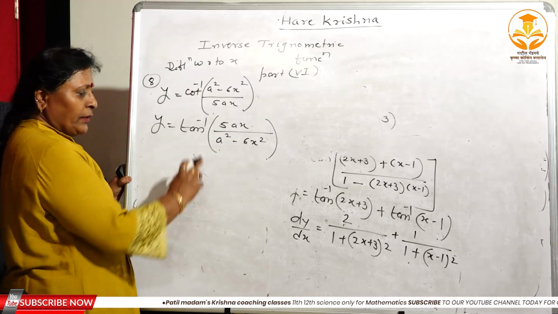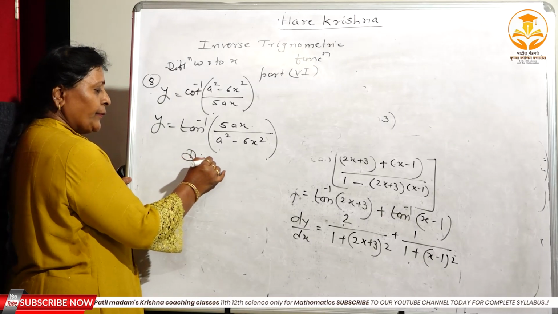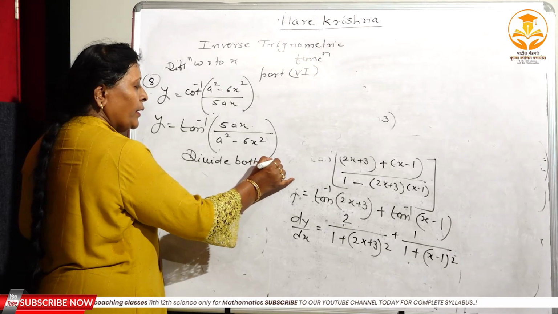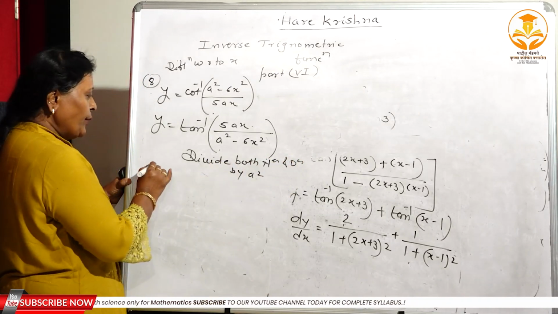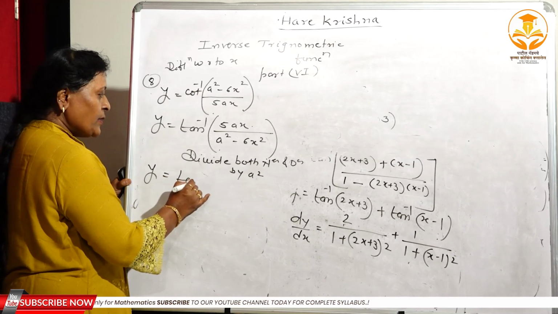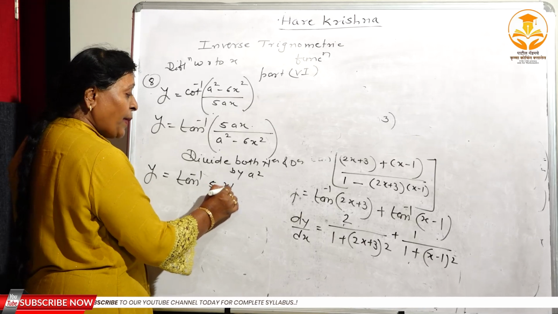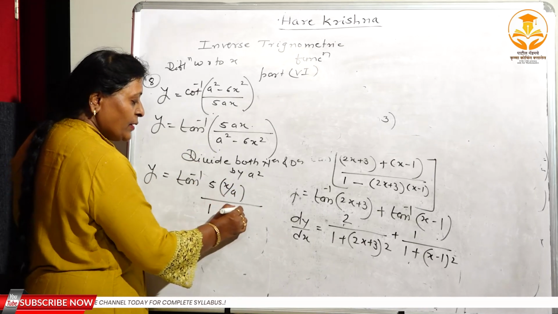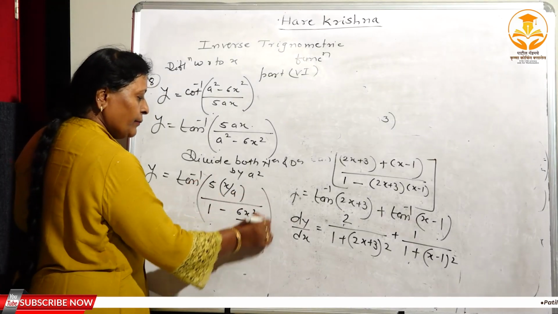Again how will you imagine? Again you want one, strictly one, therefore divide both numerator and denominator by a square. When you divide it with a square, see what you have got. You have got 5x by a, and here 1, and here you have got minus 6x square divided by a square, isn't it?